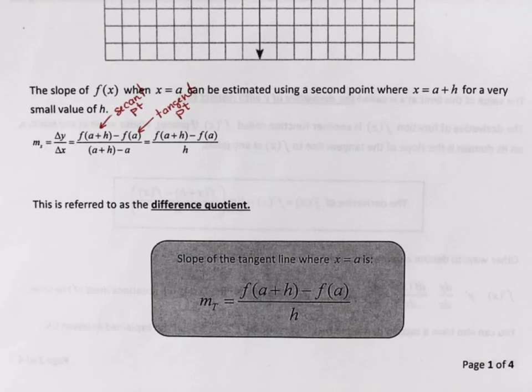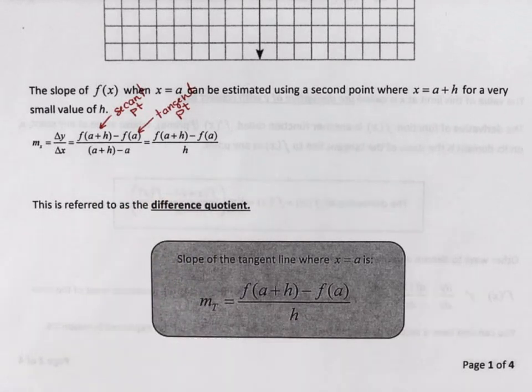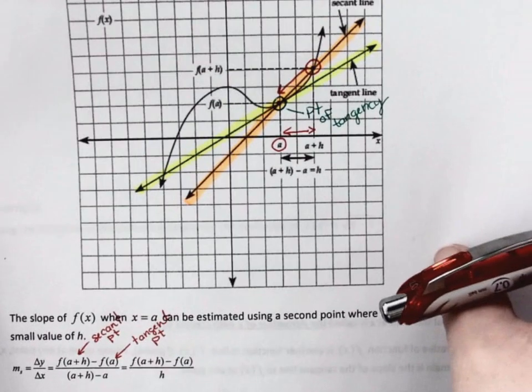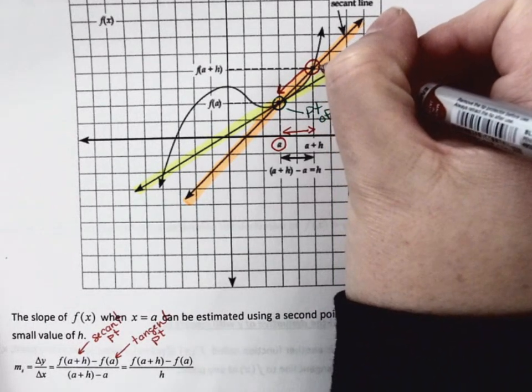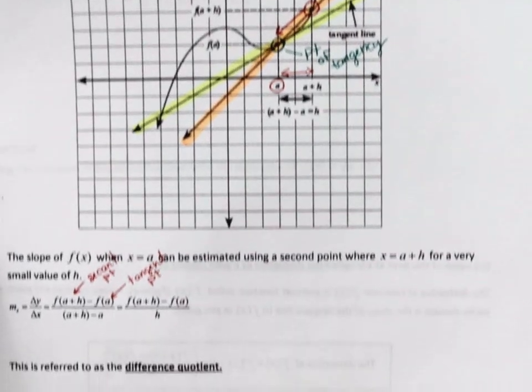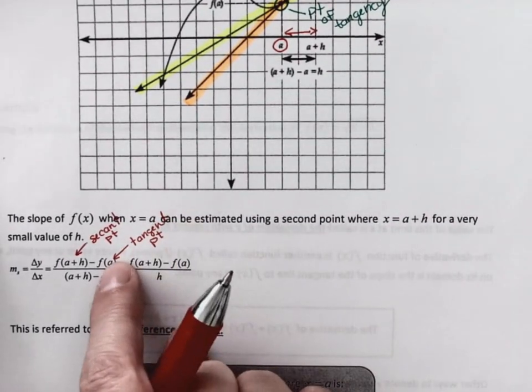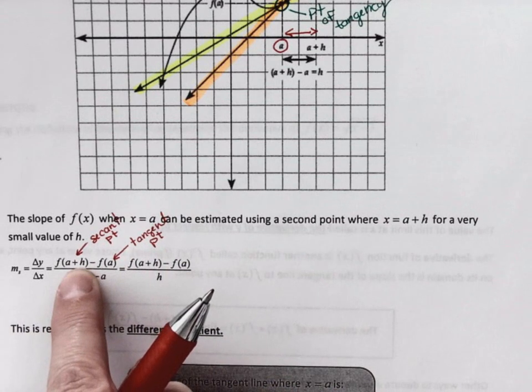f of A, that's just f of x, right? That's just our y value there. And then on the bottom, we have our x values. And that's just a slope formula. That is the y value of the second secant point, because if A is our tangent point, then h is the little distance between them.